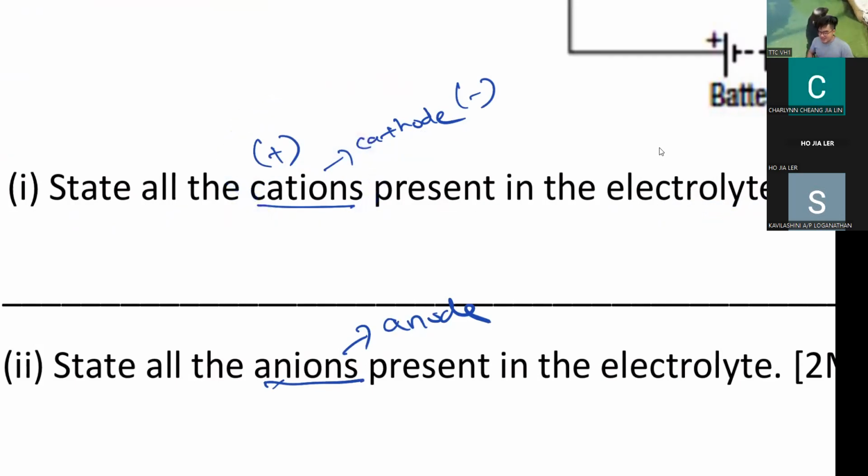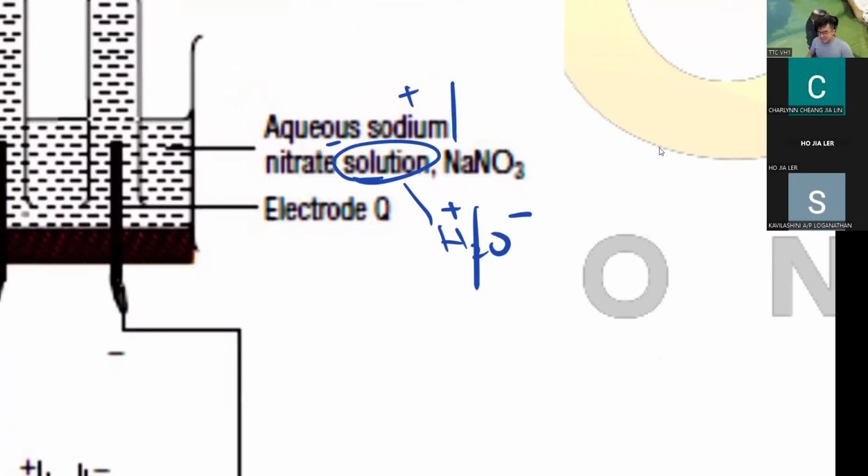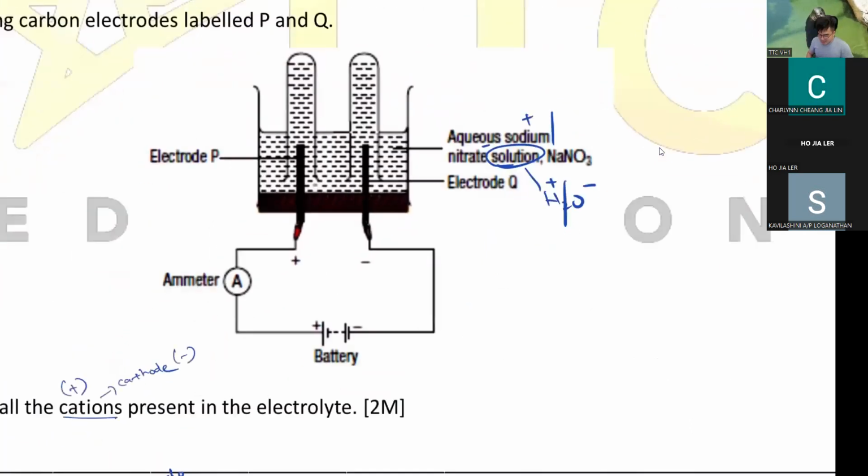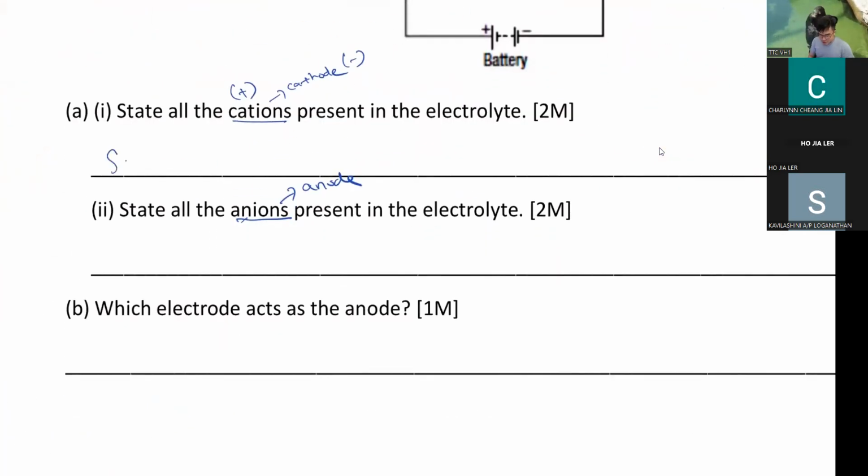Cations are the guys. Who are the guys in the pool? Yes, you have your sodium ion. What else? One more. Who is the other guy? Hydrogen ion. Good.